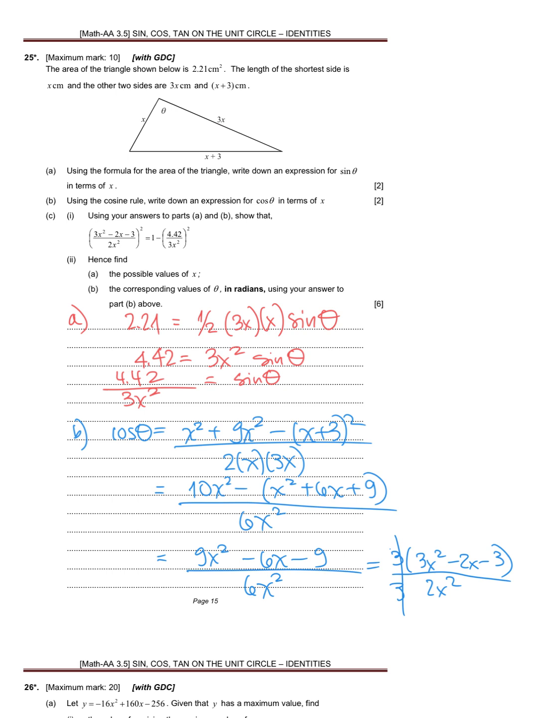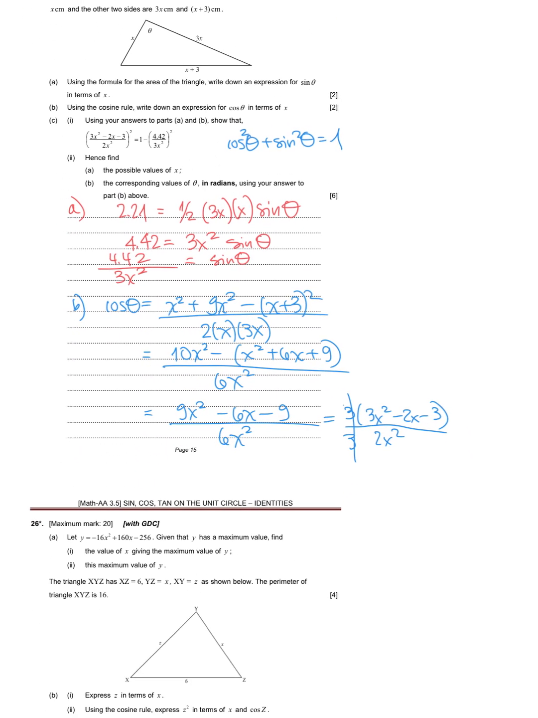Using your answers in part A and B, show that... Okay. So this is basically cosine squared plus sine squared is 1. Okay. So we would just fill that in and show that.